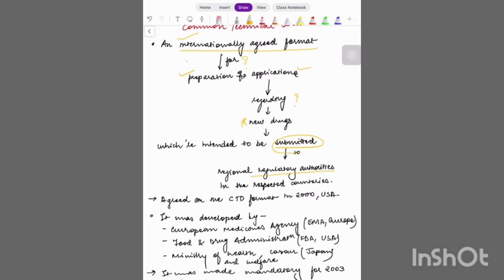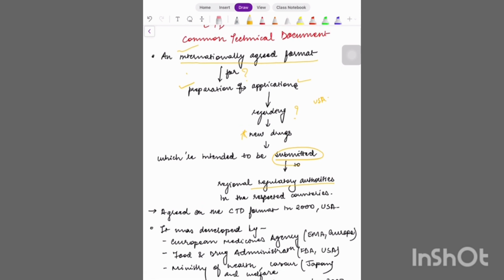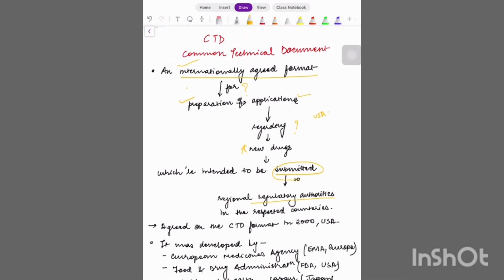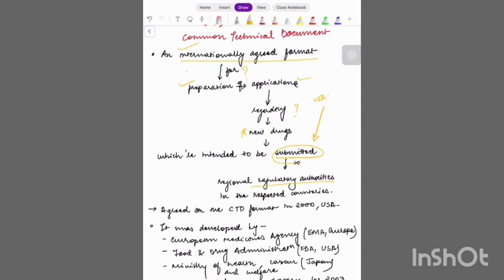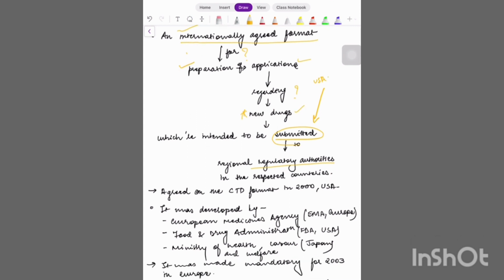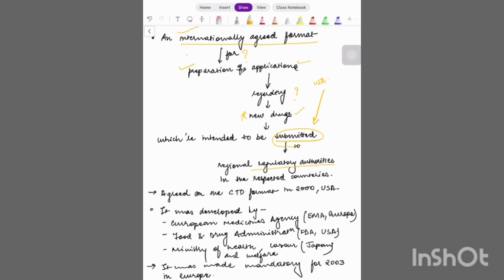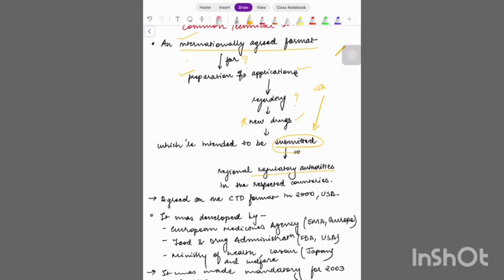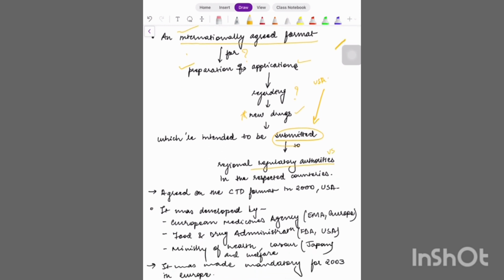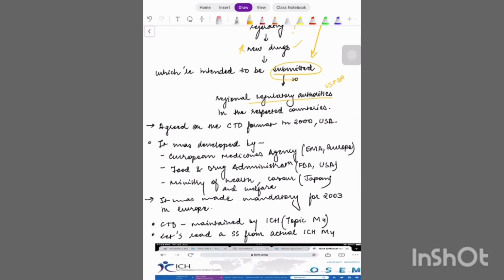So I, working in a pharma company in India, want to actually sell my products in USA. So I will use this CTD format to submit my new drugs for approval. Those documents, that is CTD, I'll submit to the regional regulatory authorities, which is US FDA, or in whichever country you want to.